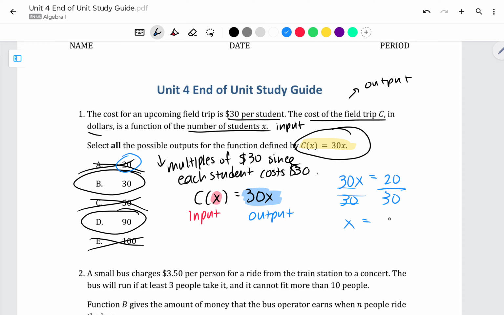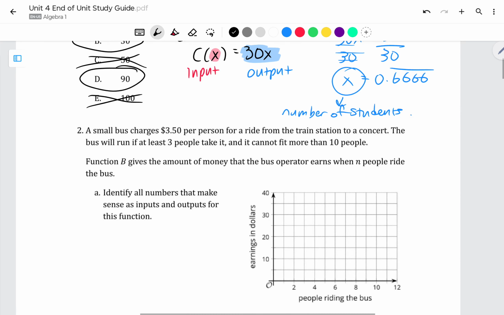X equals 1 over 3, which is 0.33, or 2 over 3, so that's like 0.6666666. So again, it goes on forever, right? It's not possible. X stands for number of students. It's not possible to have like 0.66666 students. So 20 doesn't work. Okay, so that's another way to solve it. But those are your answers there. Okay, B and D. Okay, let's keep going.